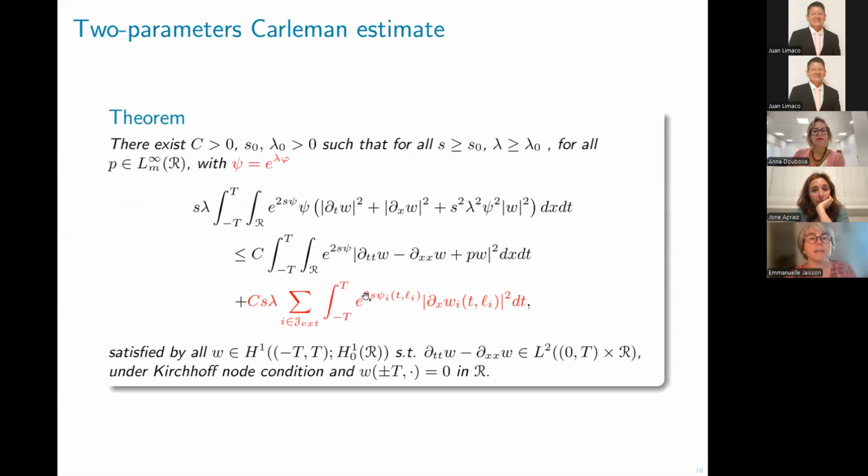With that in hand, we proved this two-parameter Carleman estimate, because you have two parameters s and lambda. Here you have phi, which is equal to the exponential of s psi, so it's a two-level exponential term here. This Carleman estimate is usual. On the left-hand side, you have an energy term, and on the right-hand side, you have your observation term here, so you have the observations of the flux of your solution at all external leaves.